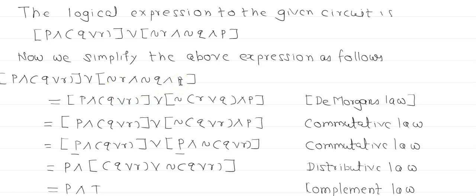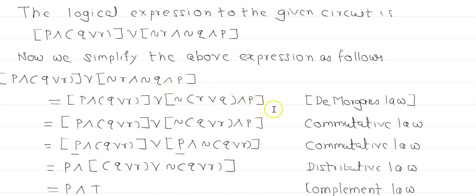Now by using De Morgan's law. Now what is De Morgan's law? That is, we take the negation as common. That we can write here. By using De Morgan's law, P and Q or R, or by using De Morgan's law, the negation, this AND will become OR, that is the negation of R or Q, and P as it is.